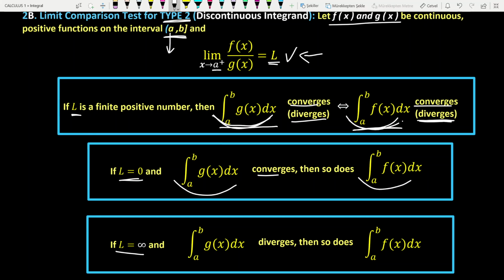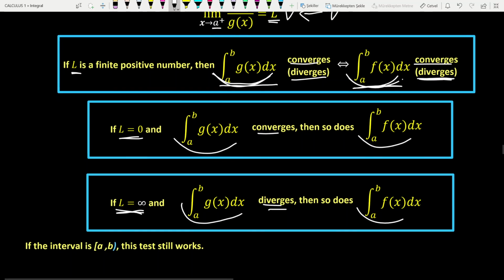And the third case: if the answer of this is equal to infinity, and if the improper integral of g diverges, then the improper integral of f must diverge. Okay, we will have a question, a function in the integrand, and it is requested to create another function, which is g. So we will create this function and find the limit value. Then we will comment.